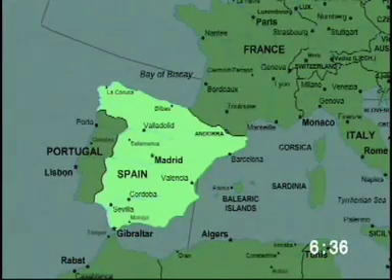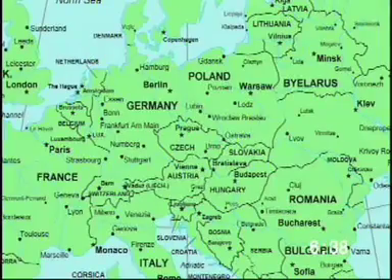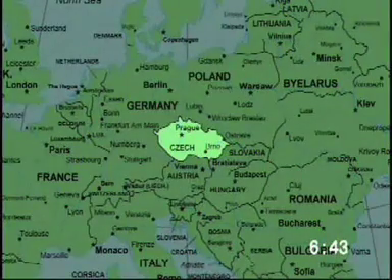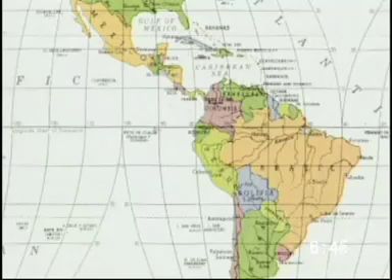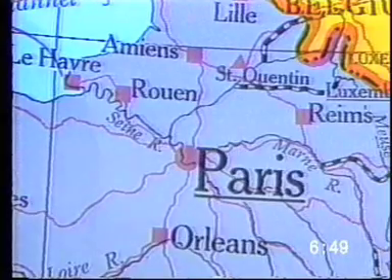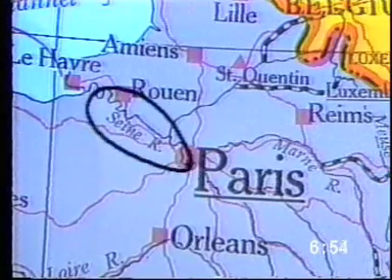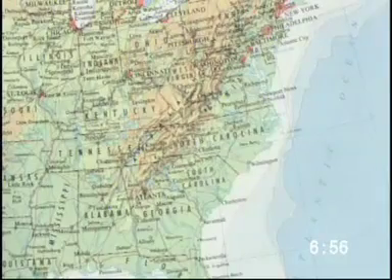What nation is between Austria and Poland? Yes, it is the Czech Republic. It is easy to see the different nations because of the use of colors. Can you find the river that flows through Paris, France? That's right, it's the Seine River. On political maps, rivers are shown as blue.